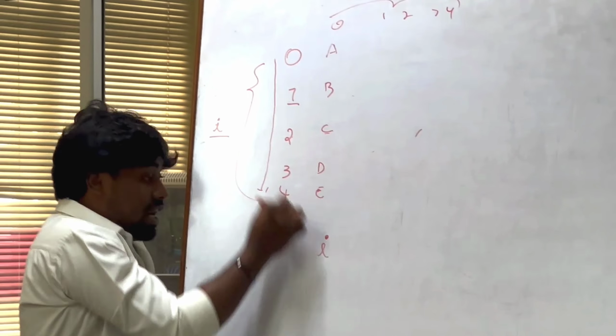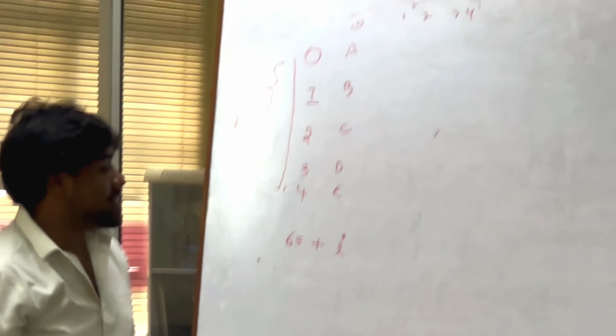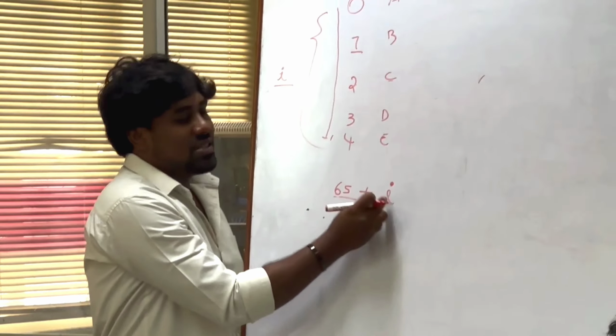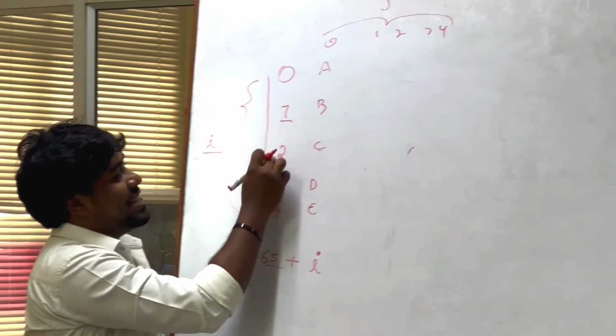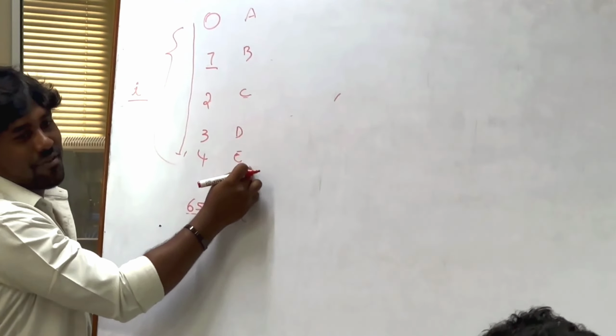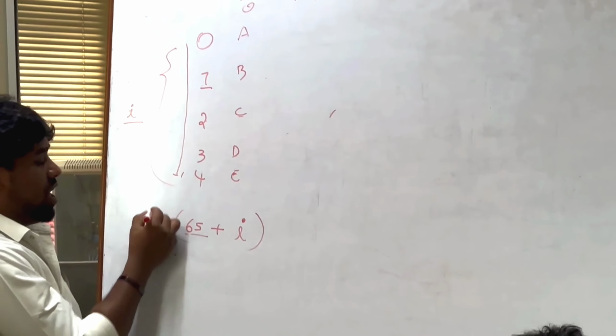And later on, you know the ASCII value, you have seen the ASCII value videos also. In that, you have seen that uppercase A is nothing but 65. 65 plus 0 is 65, 65 plus 1, 65 plus 2, 65 plus 3, 65 plus 4. That's all it is. Now if you want to convert it to a character, you will use CH. That's all. Nothing else.